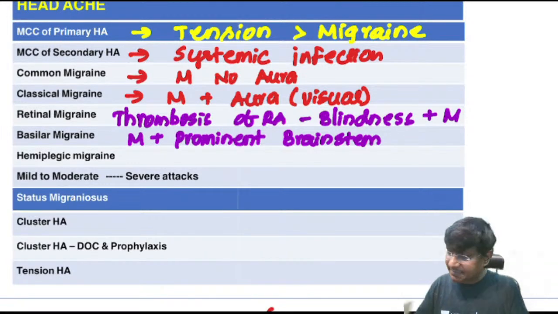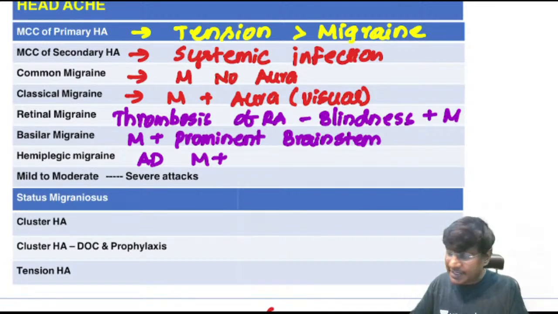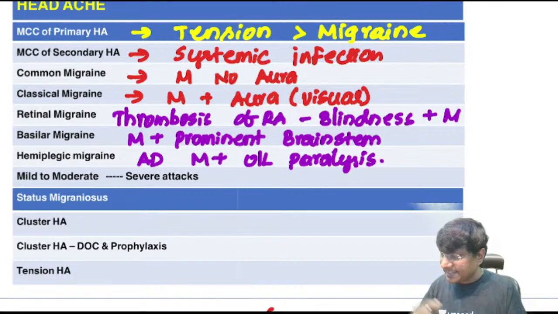Now coming to hemiplegic migraine. This hemiplegic migraine is an inherited variant, an autosomal dominant trait, and along with the migraine the individual will have unilateral paralysis. That is what is called hemiplegic migraine.